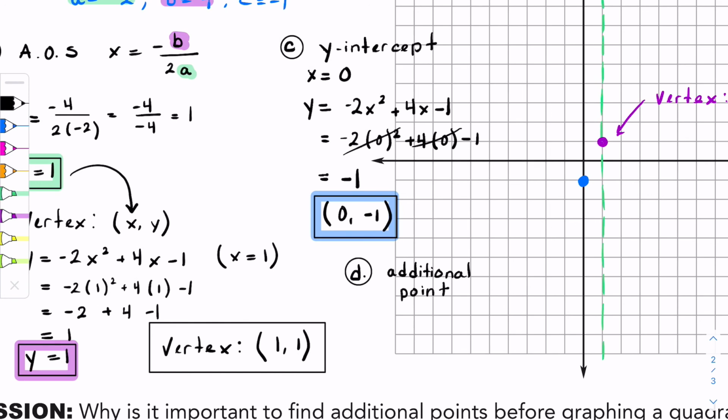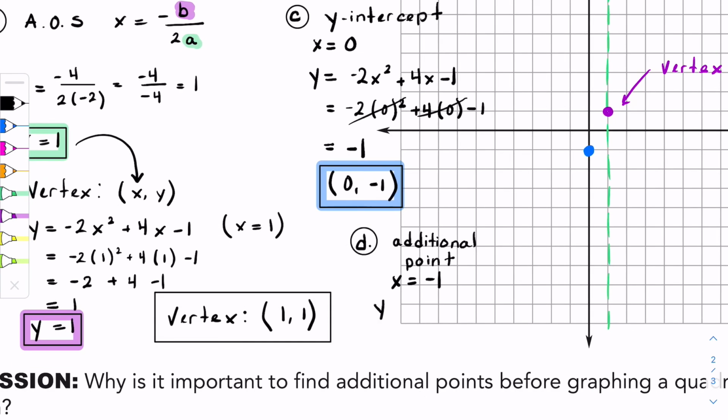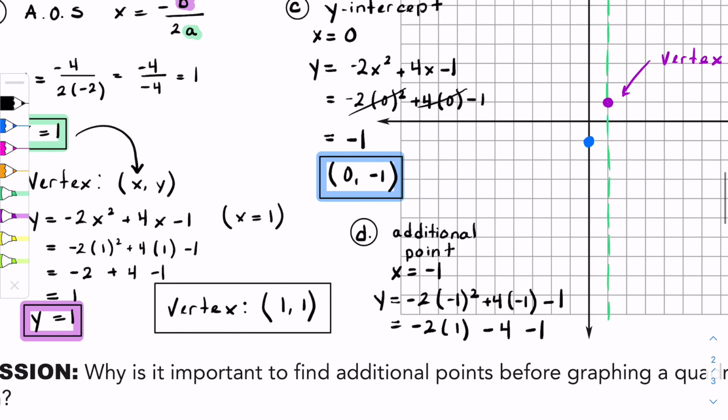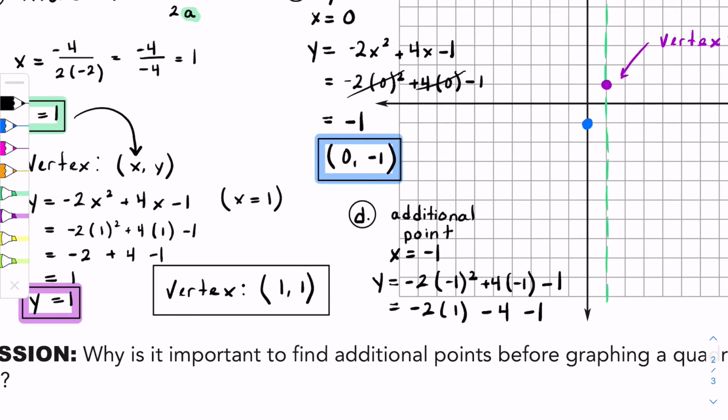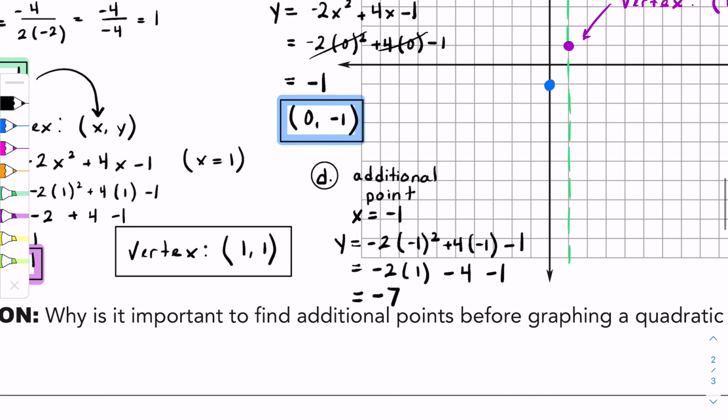So we're testing this at x equals negative 1. When we substitute that into the original equation, we have negative 2 times negative 1 squared plus 4 times negative 1 minus 1. Simplify this, we have negative 2 times 1 minus 4 minus 1. That would be negative 2 minus 4, which is negative 6, minus 1, which is negative 7. Our additional point occurs at (negative 1, negative 7).